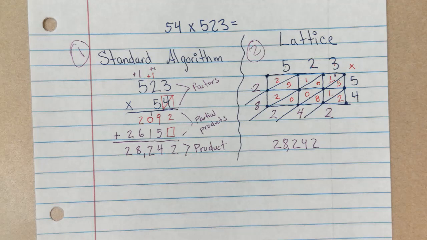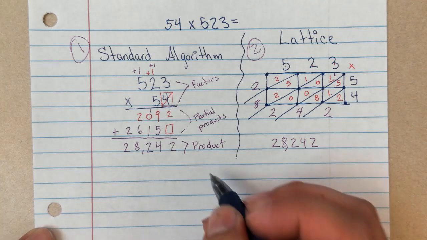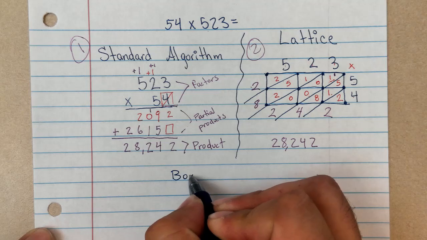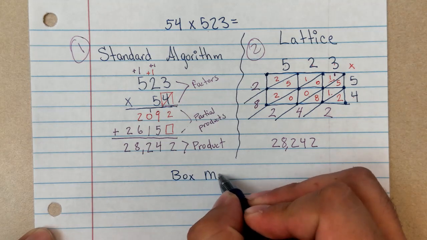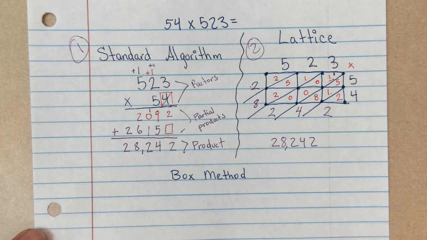There's one last one that I do want to show, and it's called the box method. And some of you may remember it from 4th grade last year. It's easy. The only problem with that method is it takes a long time. But I just want to show to prove that it does work. So this last method, box method, is good, but it's going to take some time.